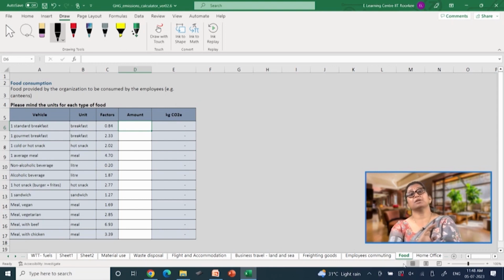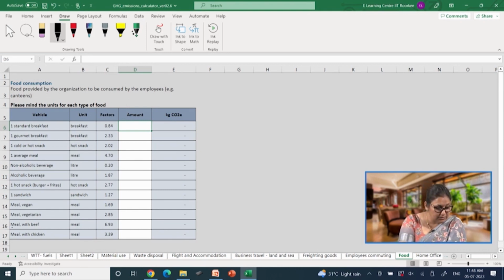Now, it may not be relevant for a lot of organizations where food is not being provided, but wherever the mess or the canteen is being run and food is provided, there we are talking about the emission factors. Again, here you can look at the emission factors difference between the different types of food items.